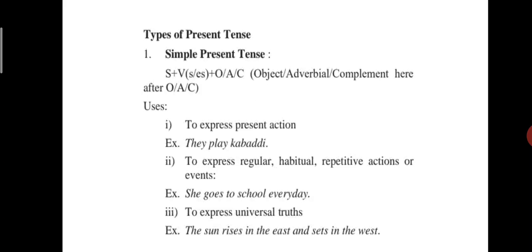Next use, in news headlines. How the simple present tense is used: The train derails near Ahmedabad. Next use, in the commentary. Dhoni strikes the ball to the pavilion.